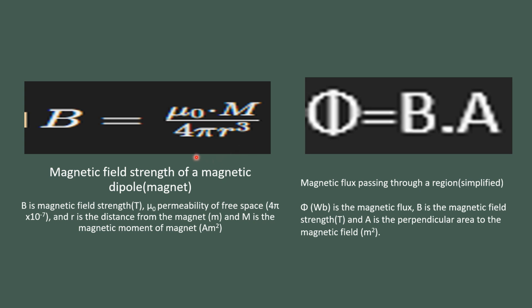And on the right part of the page is the magnetic flux passing through a region. It's a simplified equation for complex surfaces. You have to take the surface integral of B dot dA. In this equation, the symbol on the left represents magnetic flux in Webers, B is the magnetic field strength in Teslas, and A is the area perpendicular to the magnetic field in square meters.